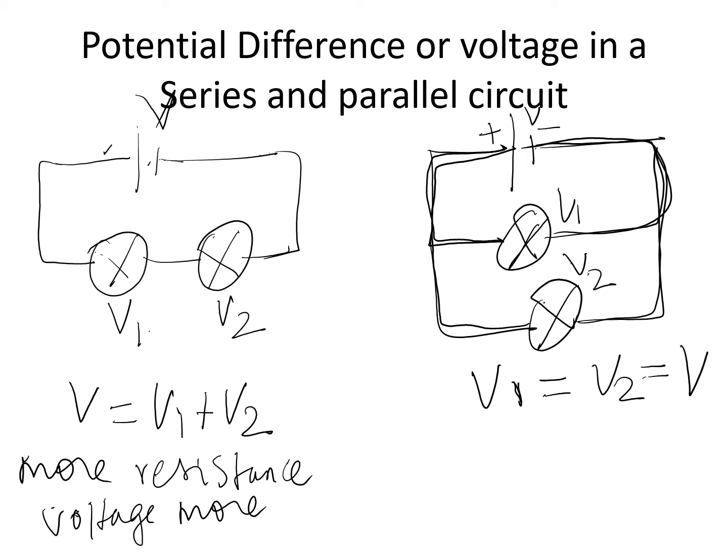Okay. So what happens to voltage or potential difference in a series and parallel circuit is the opposite of what happens to current. In a series circuit, current stays the same, voltage is shared. In a parallel circuit, voltage stays the same, current is shared.